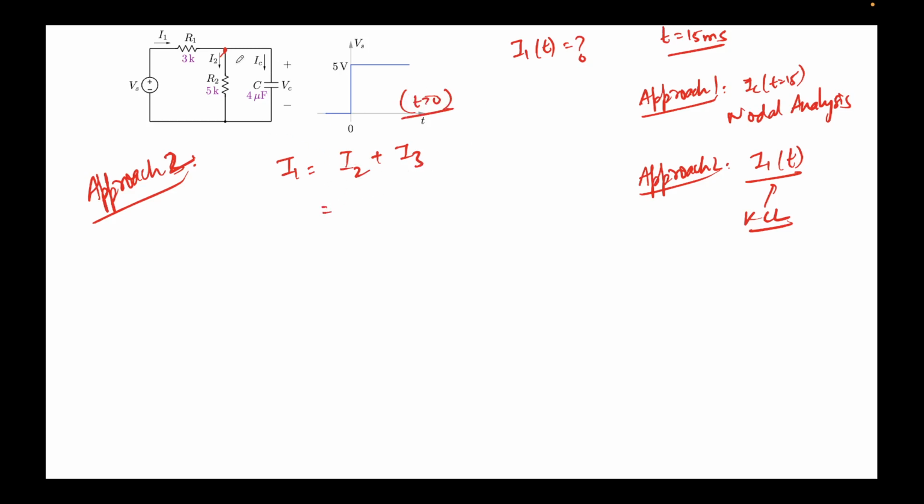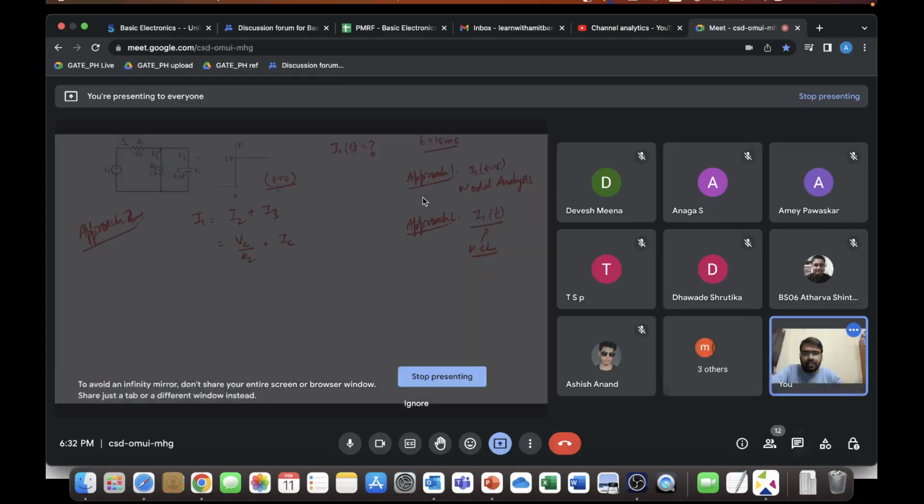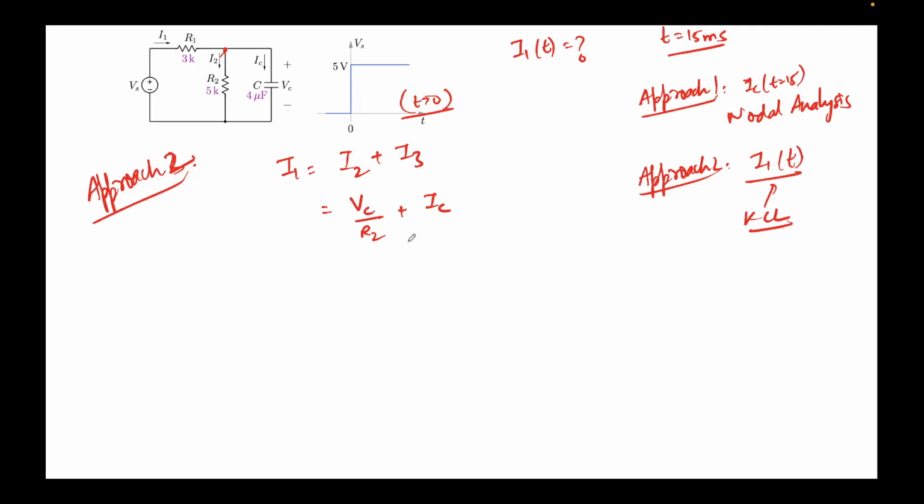So I2, if I apply Ohm's law across this resistor, will be VC over R2, and this I3 is nothing but IC, right? Mind you, these are all time dependent functions, not constants. So I can now simply write I1 of t should be equal to VC of t over R2 plus IC of t. And we know the expressions for VC of t. Sorry, this is IC of t.